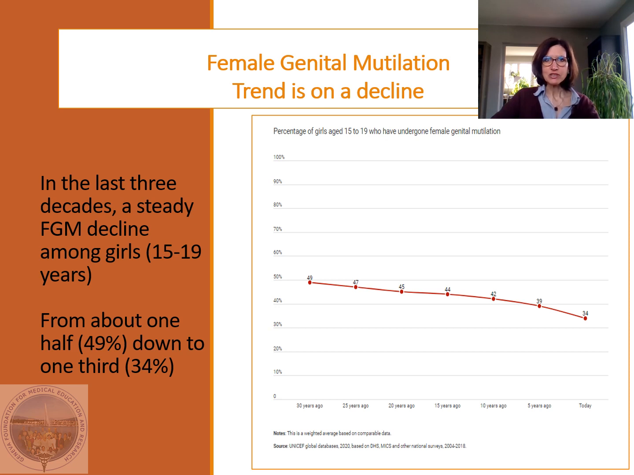Over the past 30 years, we have seen a marked decline in the prevalence of FGM. If we look at the prevalence rates among girls aged 15 to 19 years old 30 years ago, we can see that about half of them, in the countries where FGM is practiced and we have data, had undergone the practice. Now that number is down to about 1/3. So we can see in this graph the trend over time decreasing.